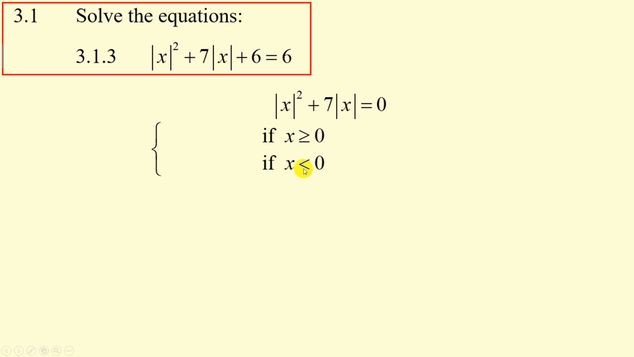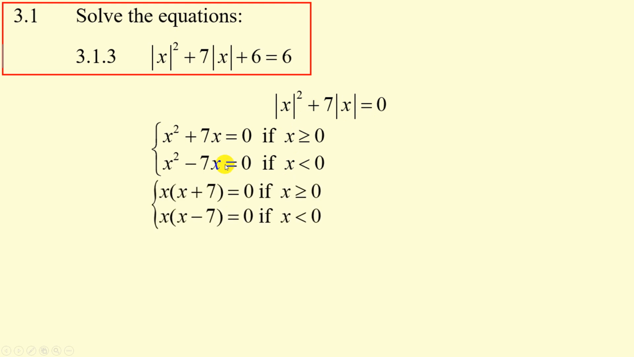If x is less than 0, then that is still the absolute value of x squared, or negative x all squared, which is x squared. And that becomes minus 7x. So now solving those, factorize the top, factorize the bottom, and that follows that x is equal to 0. x cannot equal negative 7 because this is only if x is greater than or equal to 0.